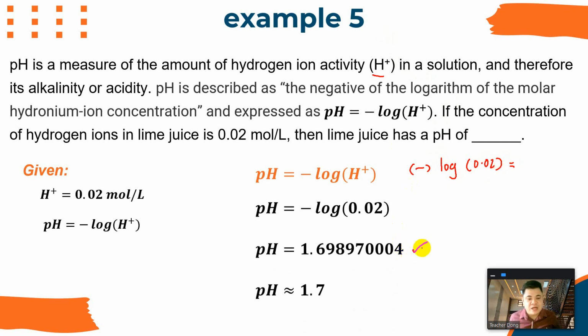And if you would like to round it off to the nearest tenths to make it smaller, we have 1.7. So the pH of the lime juice is approximately 1.7 and the unit of measurement is moles per liter. Alright, so that's how you apply the logarithmic function as an application in chemistry and some other disciplines.